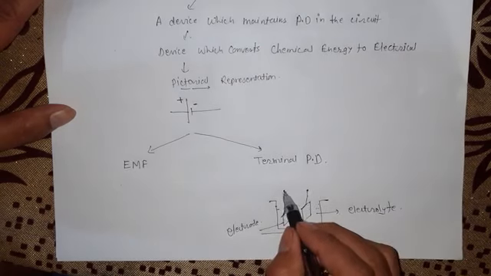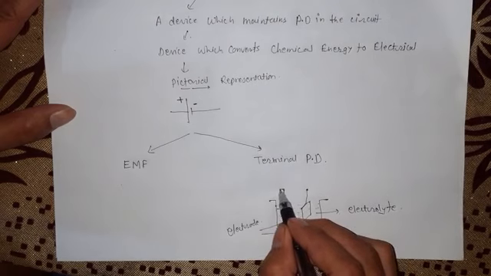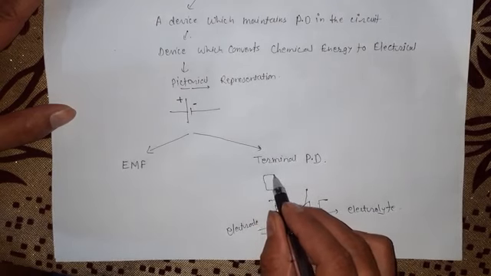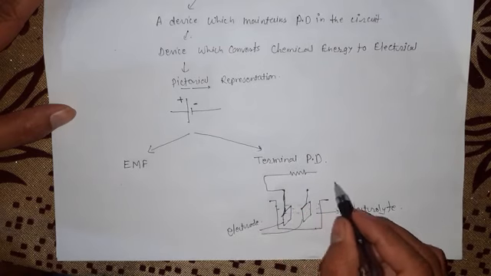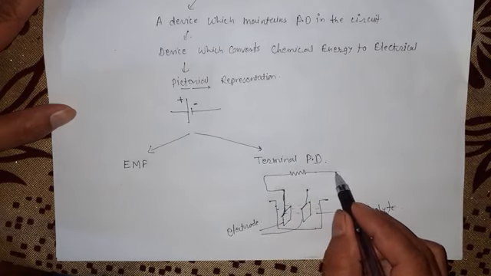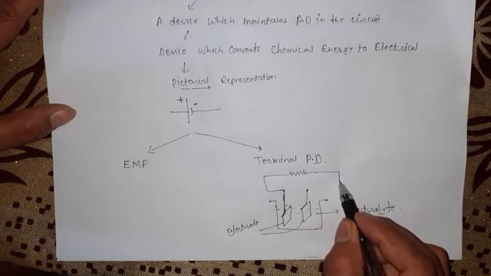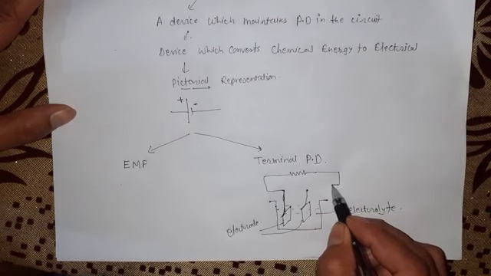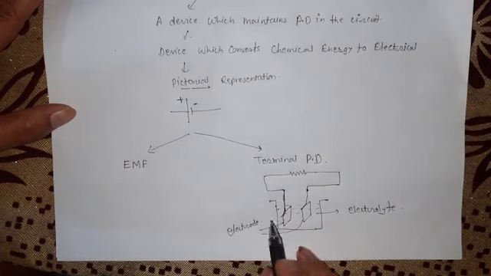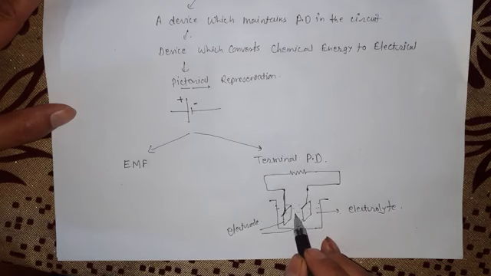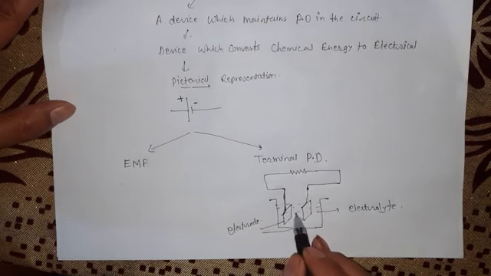These electrodes are connected in the circuit. For example, let us suppose this is a bulb, and I am going to connect it here. The second end of this bulb is connected with this second electrode.